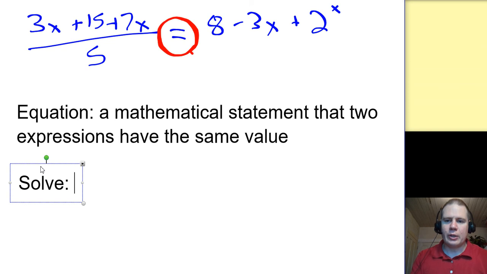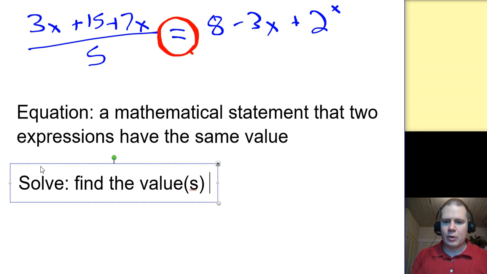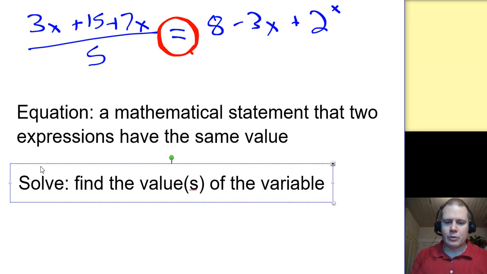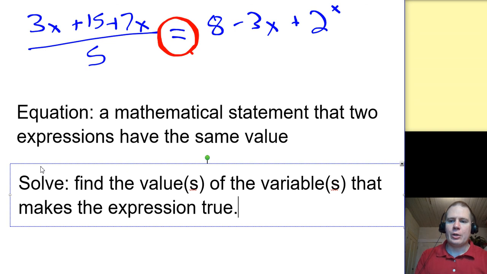To solve an equation means to find the value of the variable that makes the expression true. So make sure you have that recorded into your memory here. To solve means to find the value of the variable that makes the expression true.